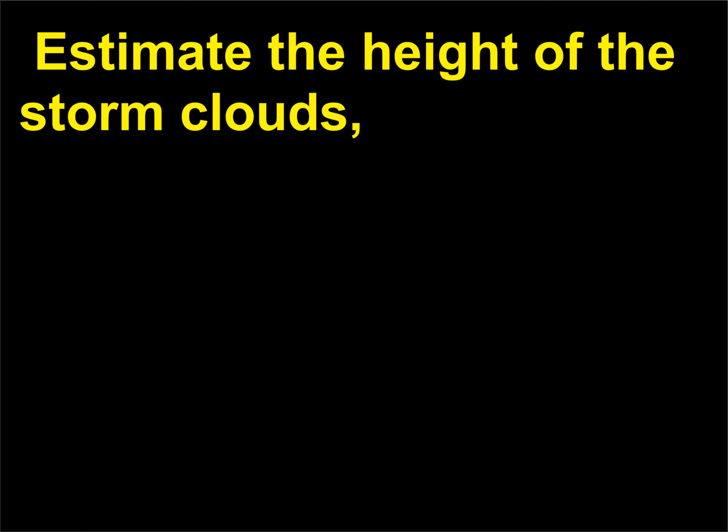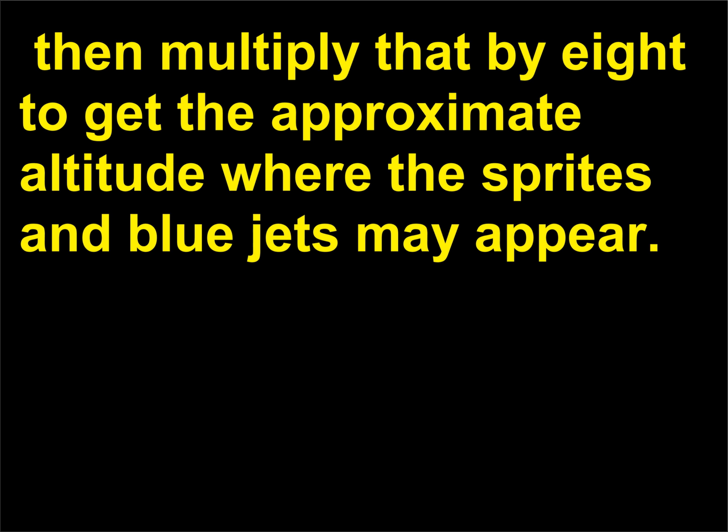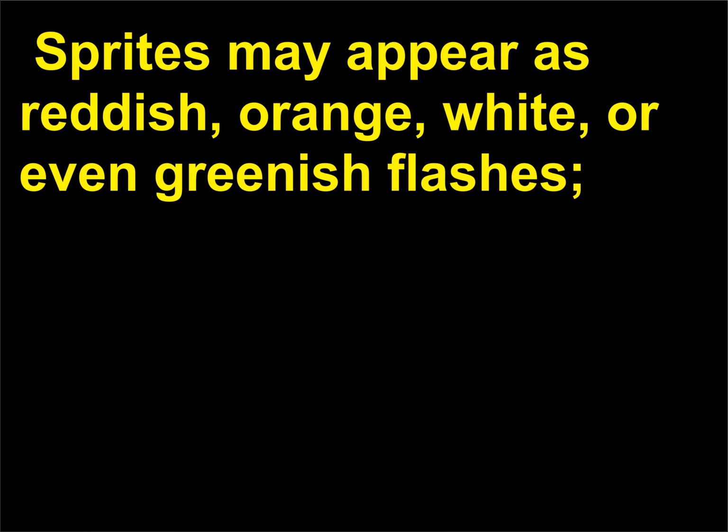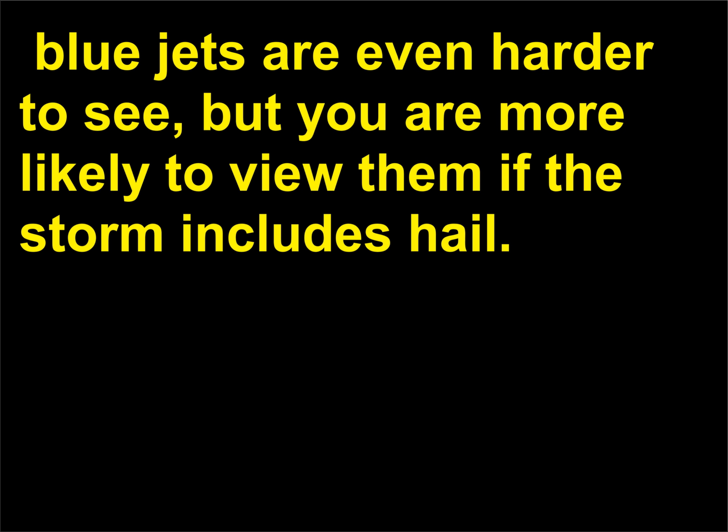Estimate the height of the storm clouds. Then multiply that by 8 to get the approximate altitude where the sprites and blue jets may appear. Sprites may appear as reddish, orange, white, or even greenish flashes. Blue jets are even harder to see, but you are more likely to view them if the storm includes hail.